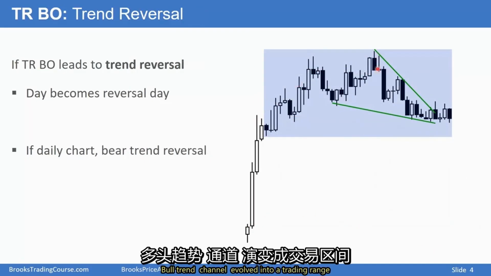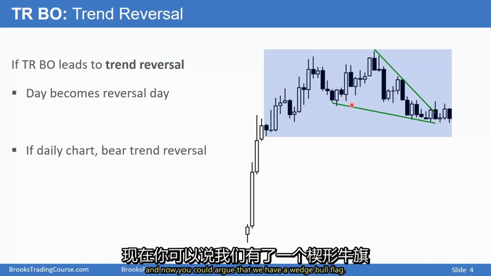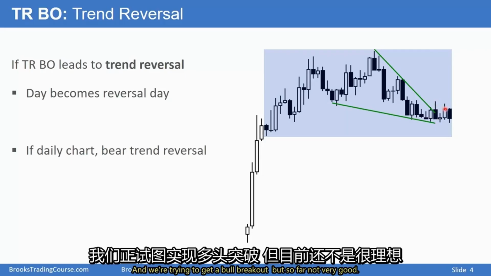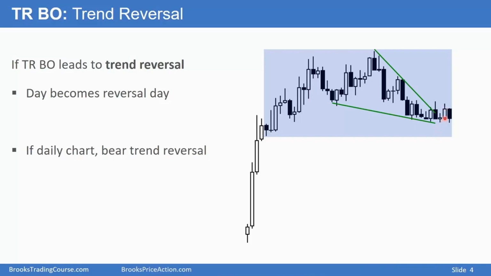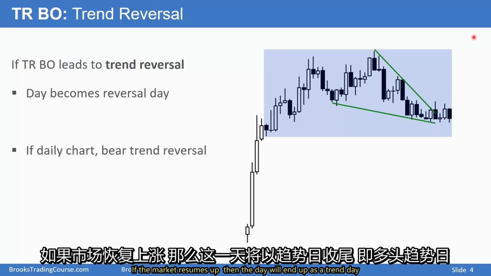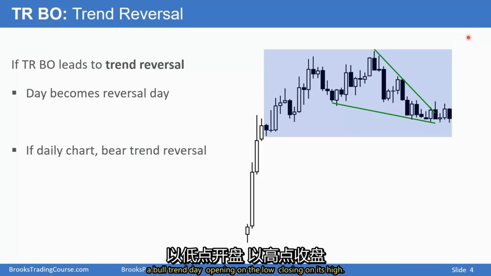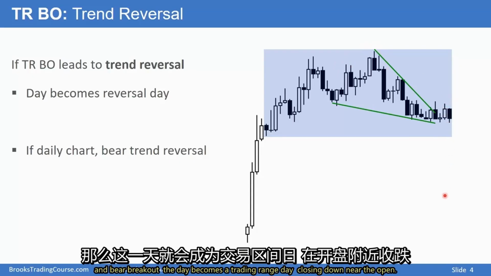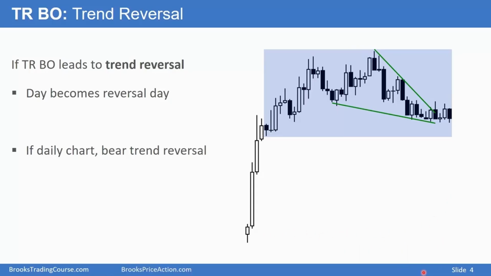Bull trend, channel, evolved into a trading range, and now you could argue that we have a wedge bull flag, 3 pushes down, 1, 2, or 3, and we're trying to get a bull breakout, but so far not very good. If the market resumes up, then the day will end up as a trend day, a bull trend day, opening on the low, closing on its high. On the other hand, if the bears get a higher high major trend reversal and bear breakout, the day becomes a trading range day, closing down near the open.